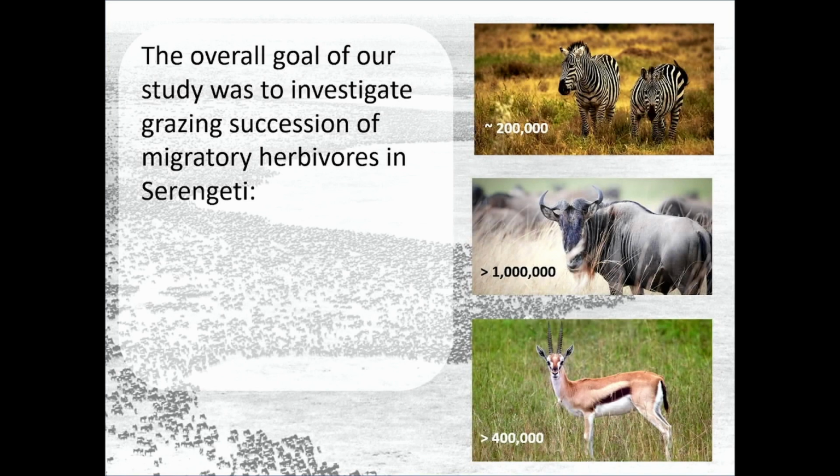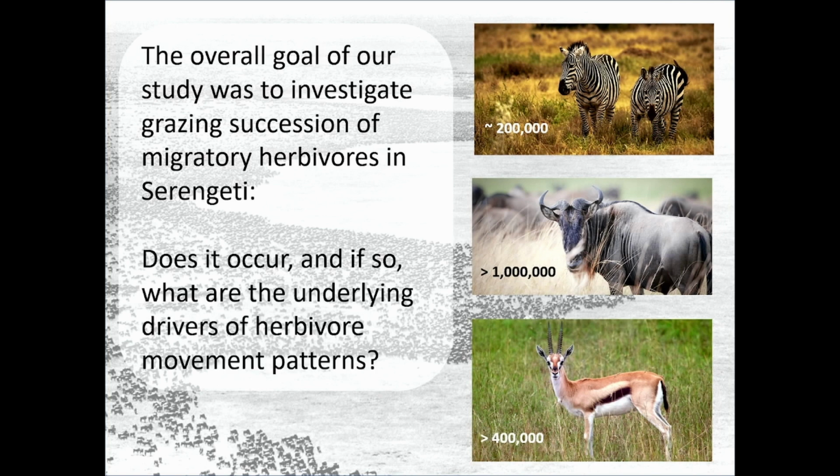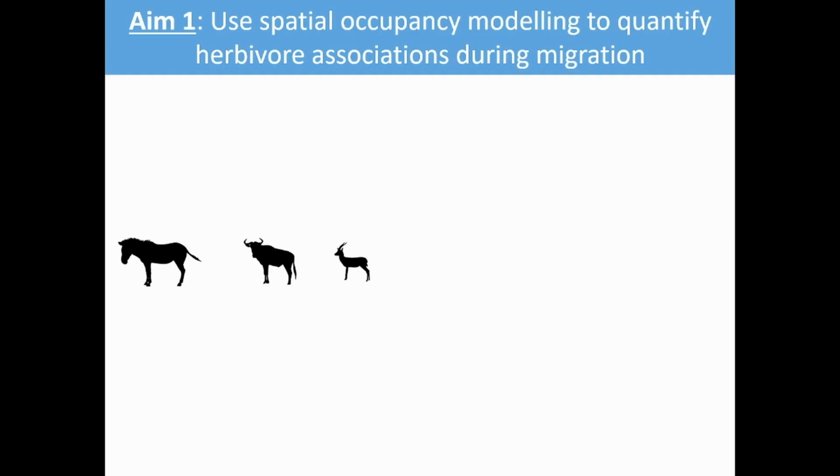Okay, so the overall goal of our study was to investigate grazing succession of migratory herbivores in Serengeti, and we wanted to ask, does it occur at all? And if so, what are the underlying drivers of herbivore movement patterns?